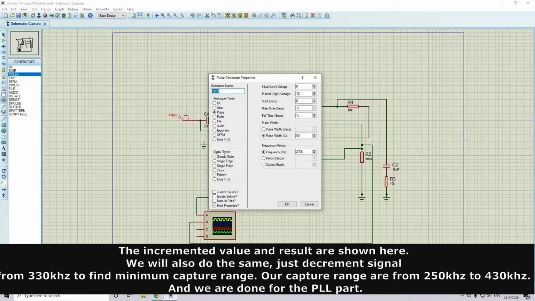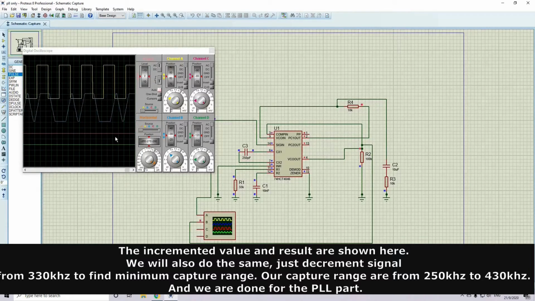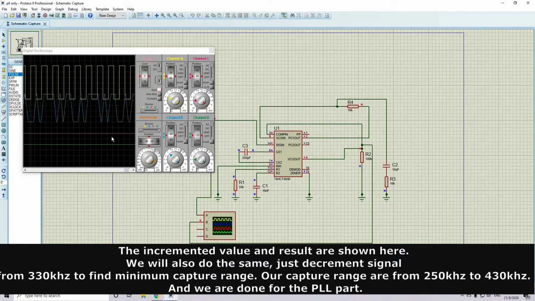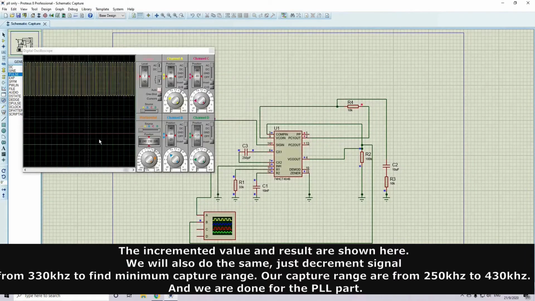We will also do the same, just decrement signal frequency from 300 kHz to find minimum capture range. Our capture range are from 250 kHz to 430 kHz. And we are done for the PLL part.